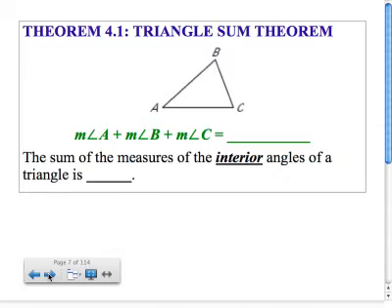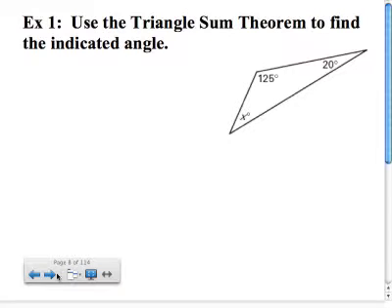The triangle sum theorem simply says that the 3 angles in a triangle always add up to 180 degrees. Okay, the sum of the measures of the interior angles of a triangle is 180. That's it. There's nothing more to it.